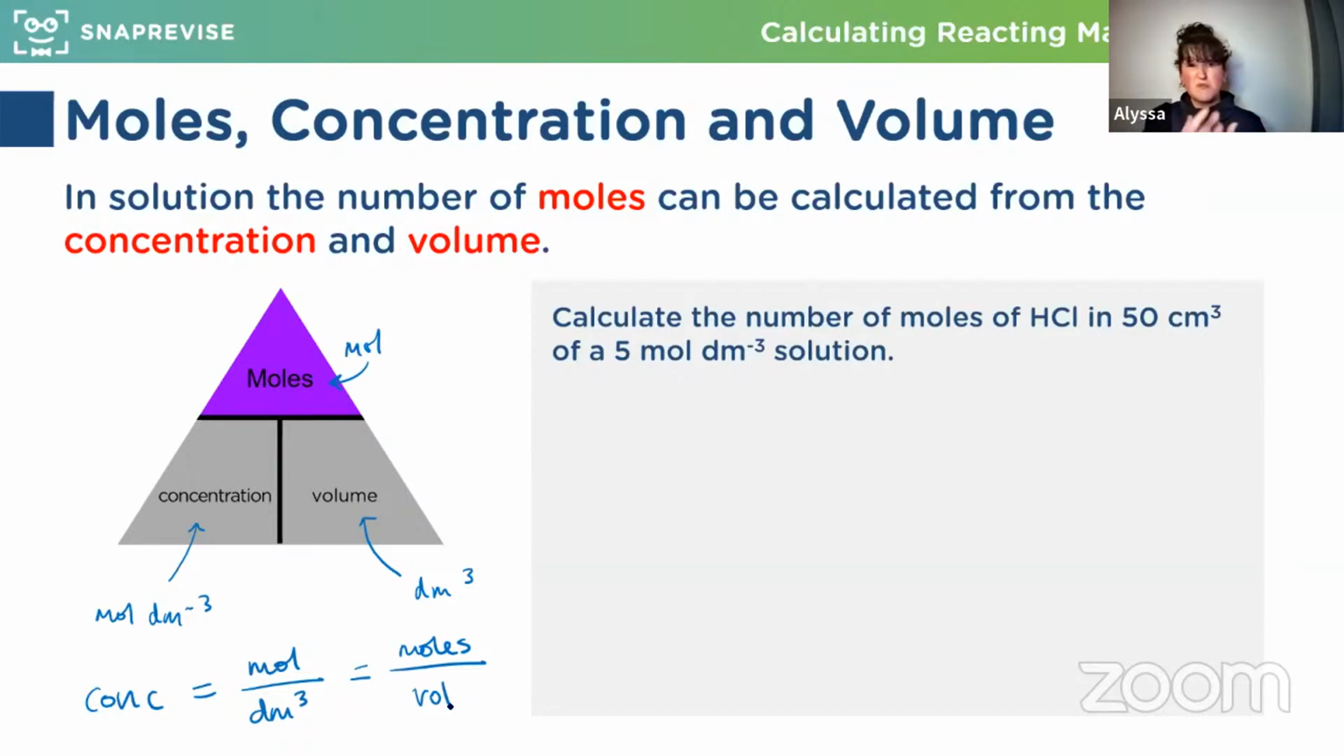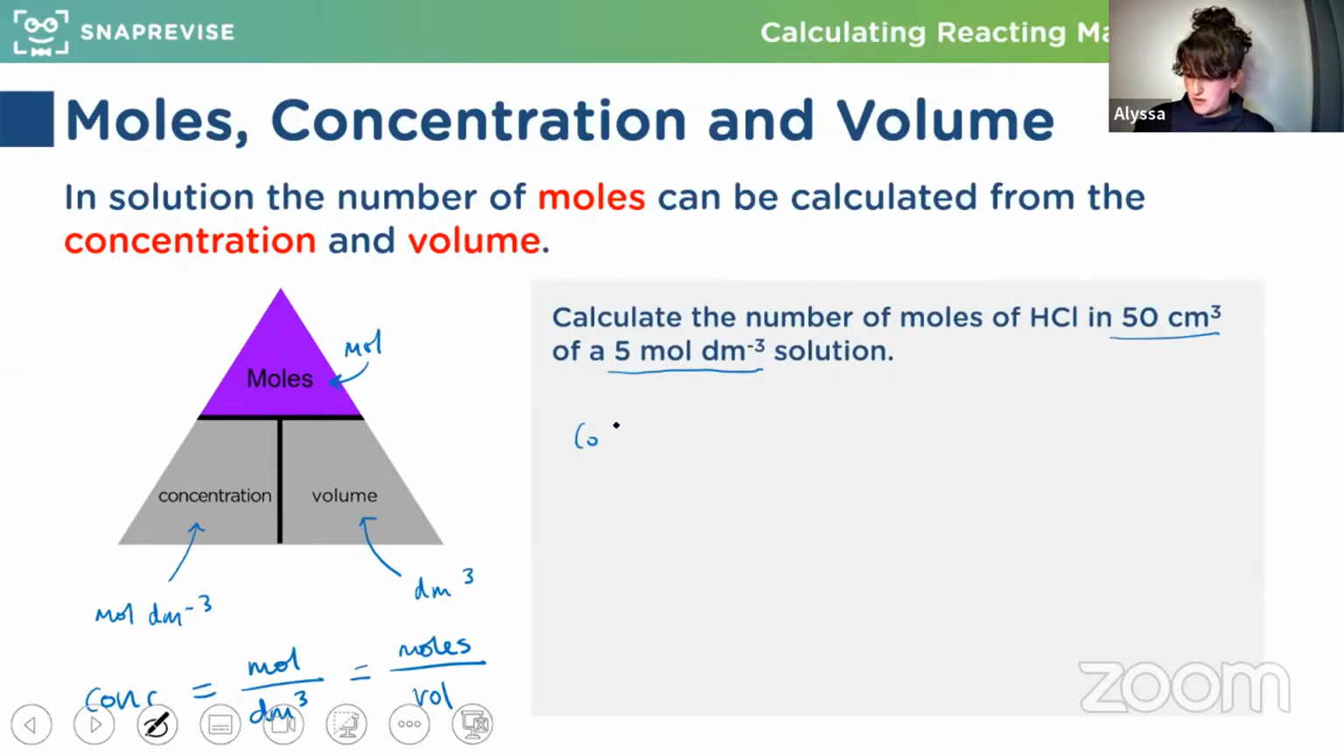So you can use that to put it into your formula triangle, or you can just rearrange that as an equation. Looks like some of you have done brilliantly in having a go at calculating the number of moles of HCl in 50 centimeters cubed of a 5 mole per decimeter cubed solution. So first step is usually to convert. Really well done, Hamza. I think you noticed it, and lots of other people seem to have done it already brilliantly. So we have to convert to decimeters cubed.